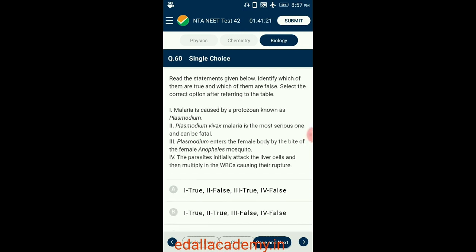So the correct option is A. Read the statements given below. Identify which of them are true and which of them are false. Select the correct options after referring to the table.